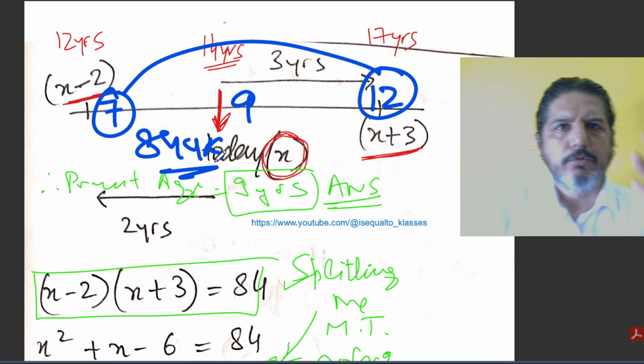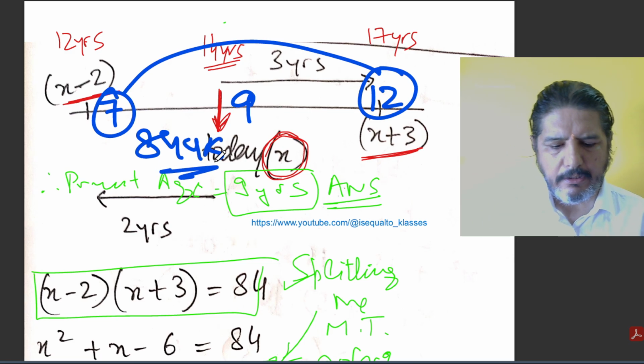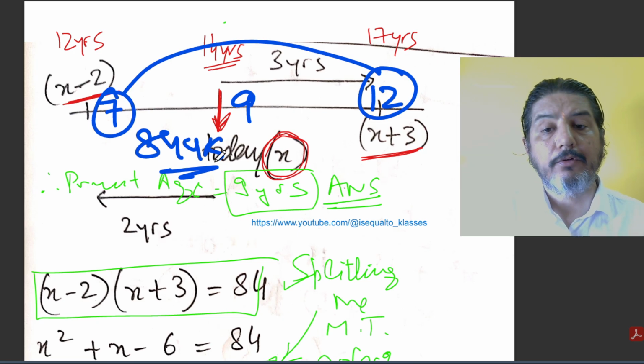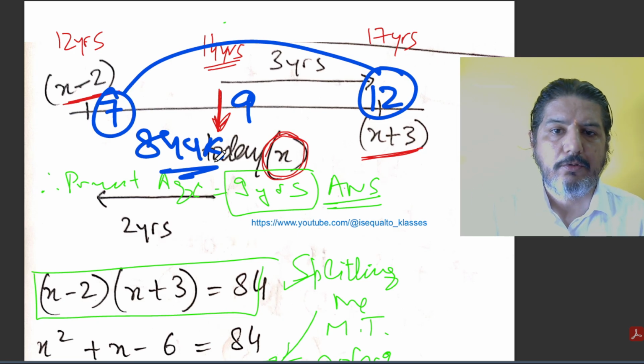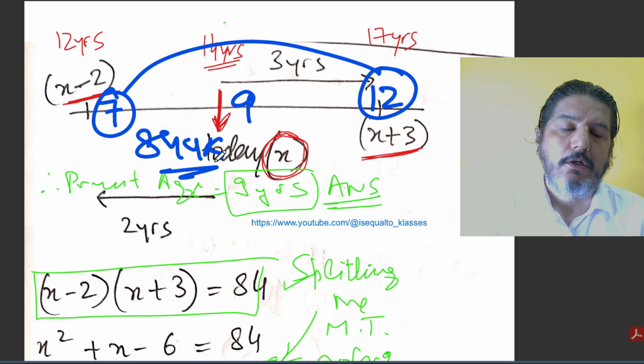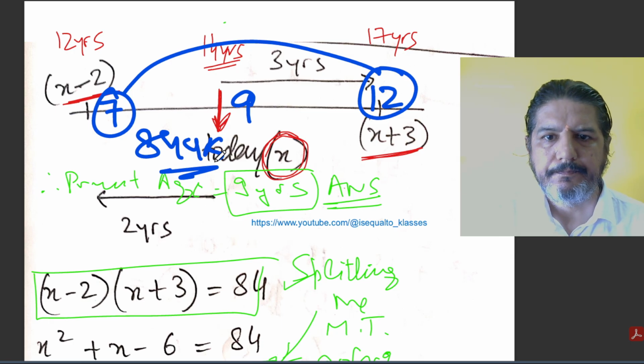So this is how you do the questions. This is one of the easier quadratic equations. It was easy to solve. It was easy to formulate. So let's go to the next question.